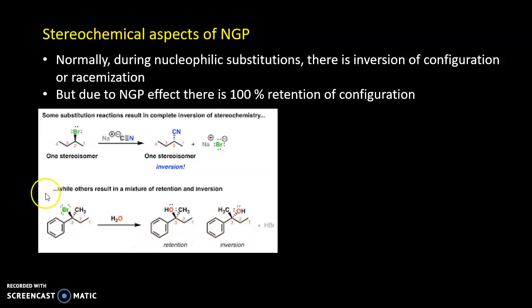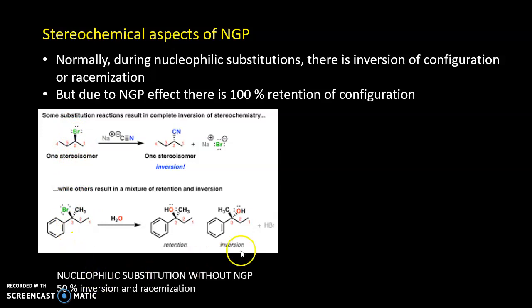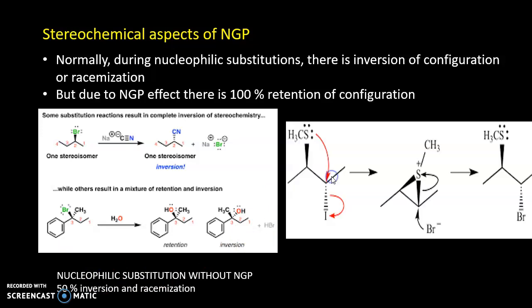So what we can say, in SN1 reaction, there is 50% retention of configuration and 50% inversion of configuration, while in SN2 reaction, there is a complete inversion of configuration. So both these nucleophilic substitution reactions are without involving neighboring group participation. Now we'll see one example in which there is a neighboring group participation.